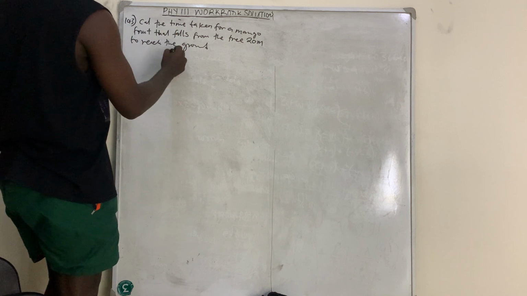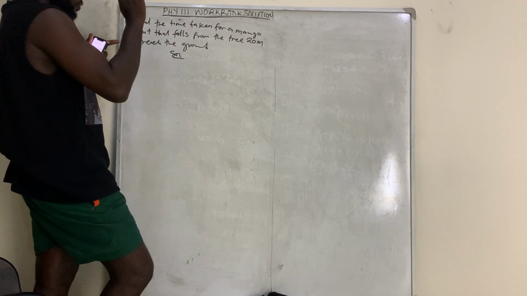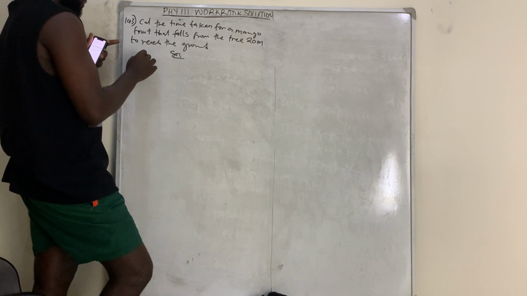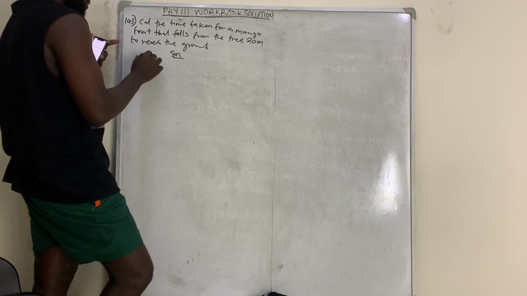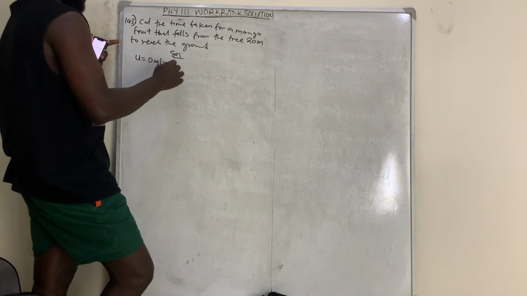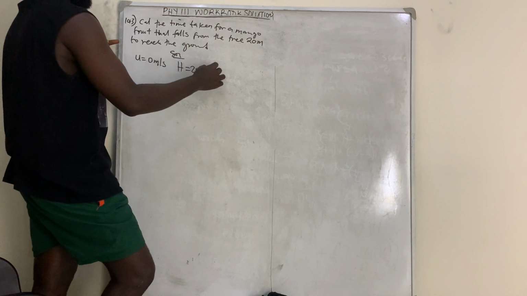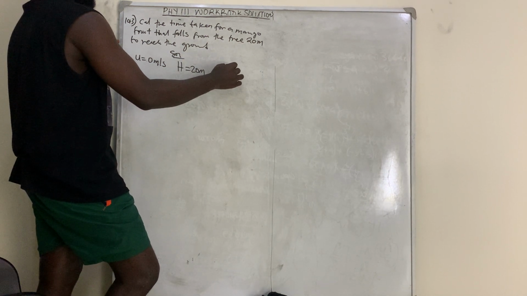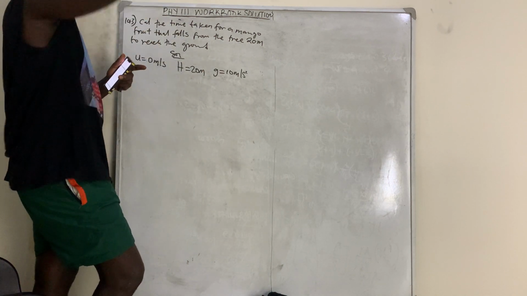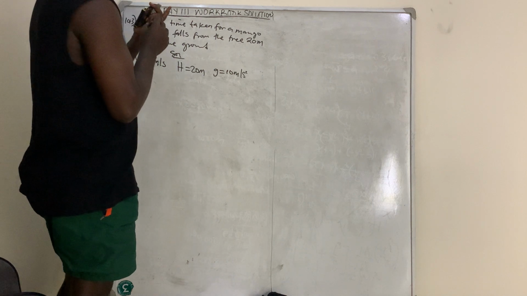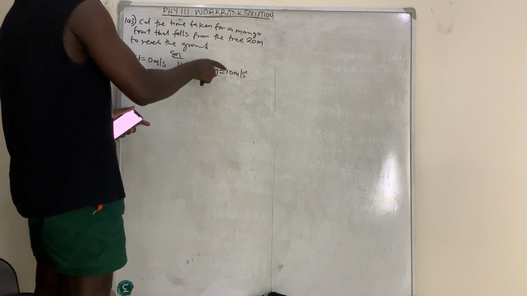Now, solution. The first thing you need to know is that the mango was resting before falling, so the initial velocity is 0 meters per second. And the height it fell was 20 meters, and we know that acceleration due to gravity will act on it. That is 10 meters per second squared, and since it is falling, it is going in the direction of acceleration due to gravity. That's why it is positive. But if it is thrown upward, it is going against gravity, so it will be negative.